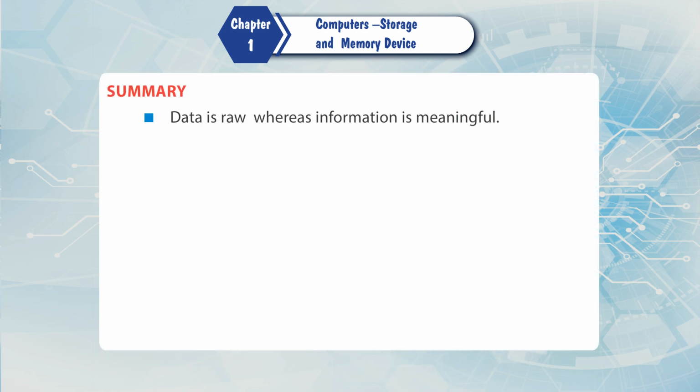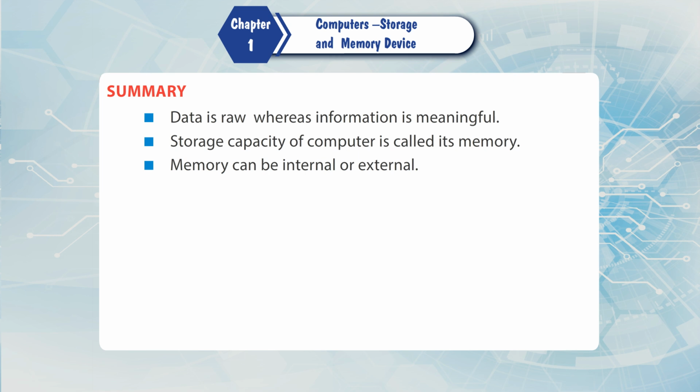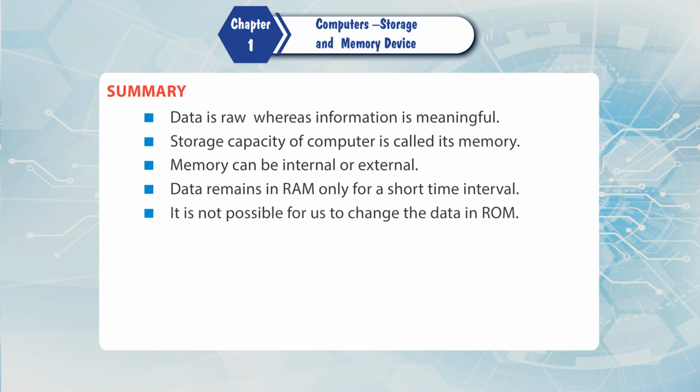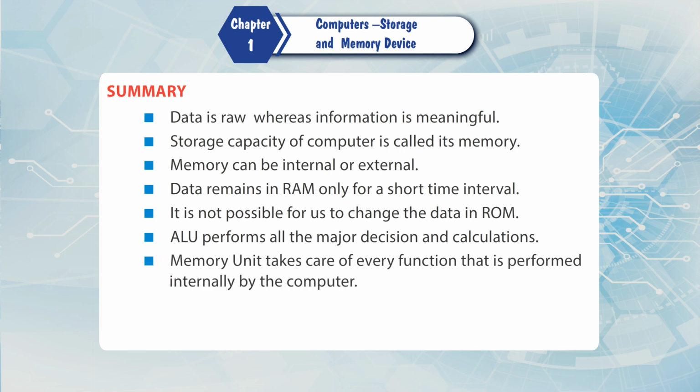Summary: Data is raw whereas information is meaningful. Storage capacity of a computer is called its memory. Memory can be internal or external. Data remains in RAM only for a short time interval. It is not possible for us to change the data in ROM. ALU performs all the major decisions and calculations. Memory unit takes care of every function that is performed internally by the computer.